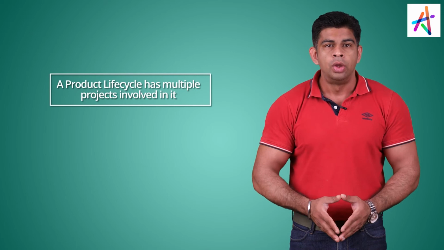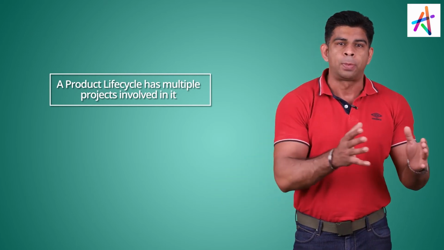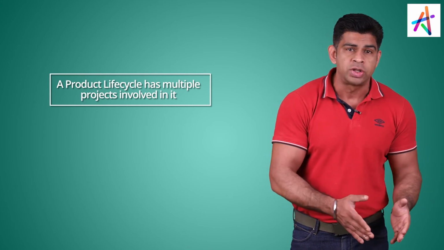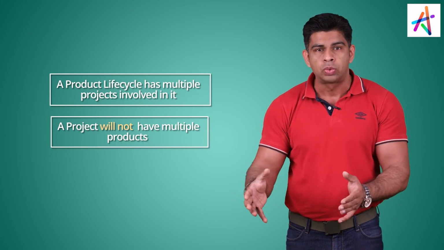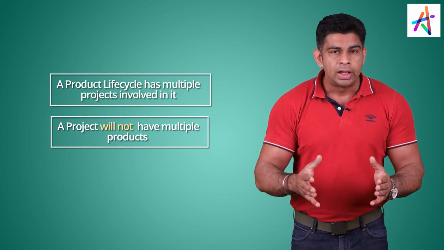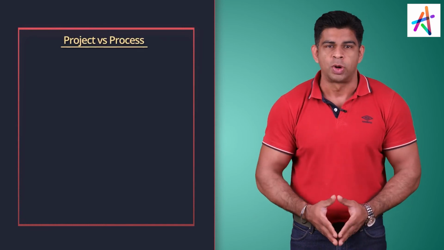What does that indicate? A product life cycle will have multiple projects involved within it. You will not have it the other way around, where one project will have multiple products, right? It's where one product will have multiple projects to take care of the entire life cycle of the product. Now let's speak about the next part, which is project versus process.